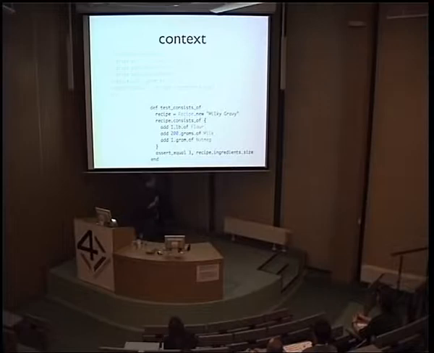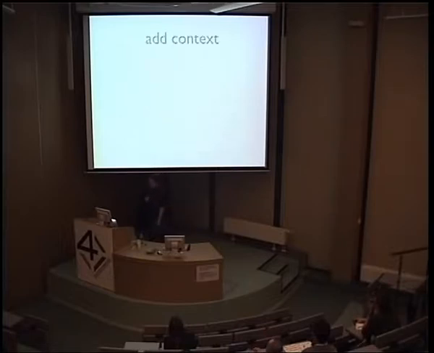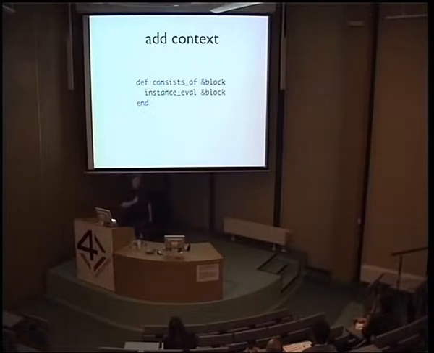I've created a method on recipe called consists of, which takes in a block, and within that block, it's assumed that these are all going to be things that get added to recipes. So that's an example of creating a wrapper context to make it so that you don't have to have as much repetition. And in fact, the way to implement that is very trivial. My consists of method takes in a block, and it just says instance eval that block.